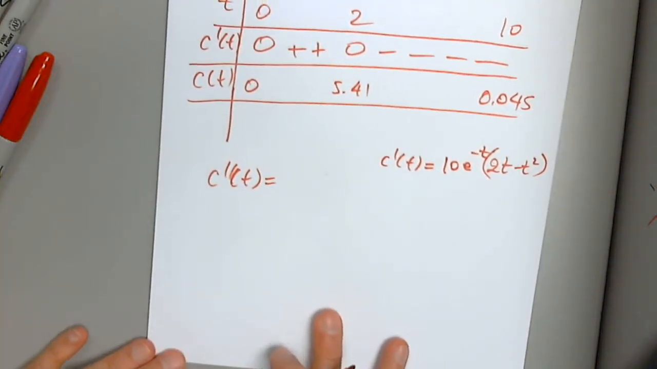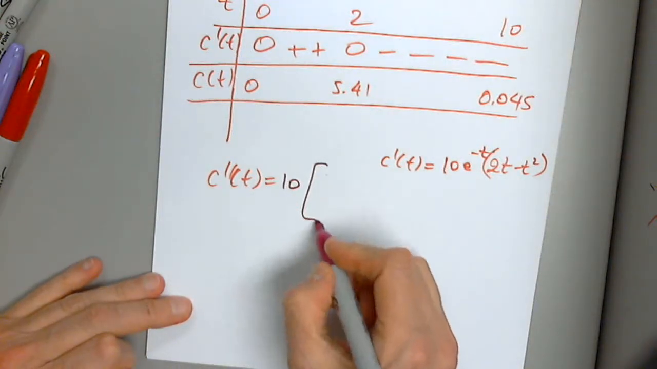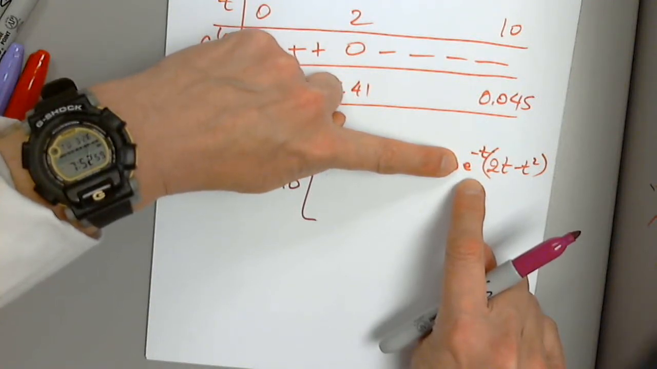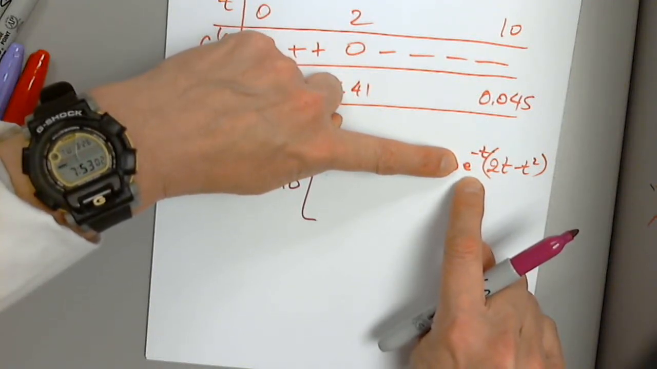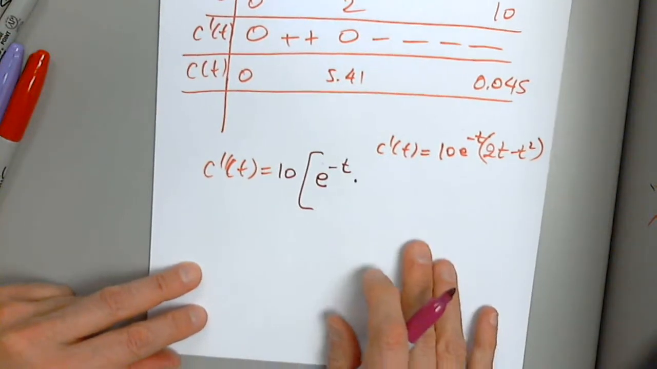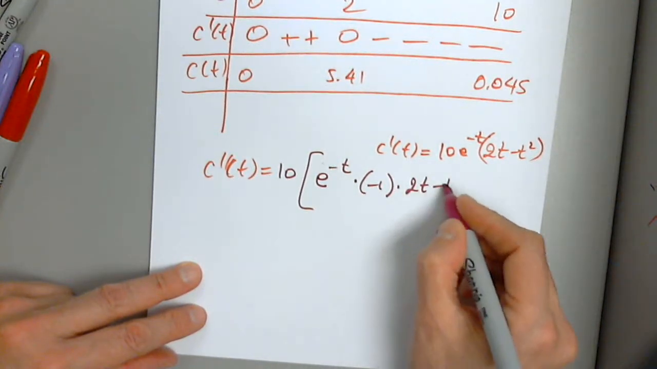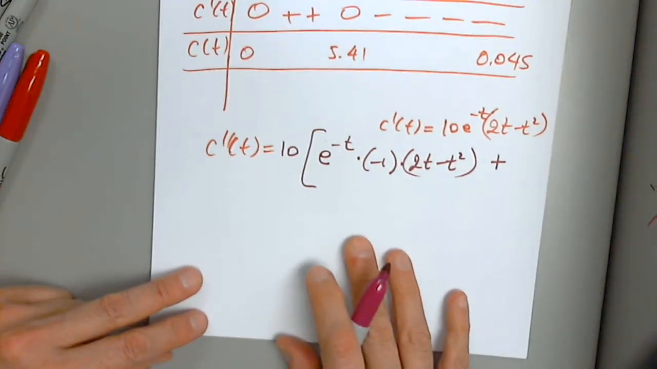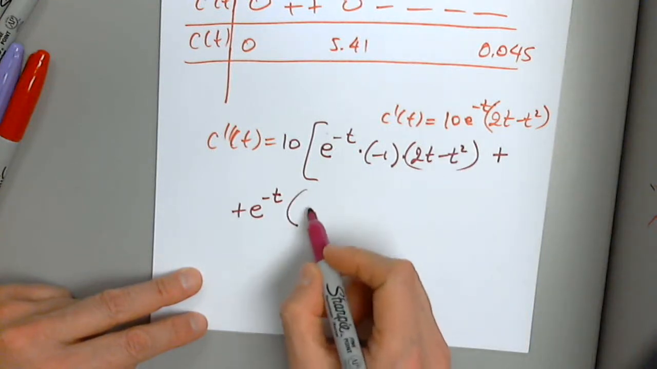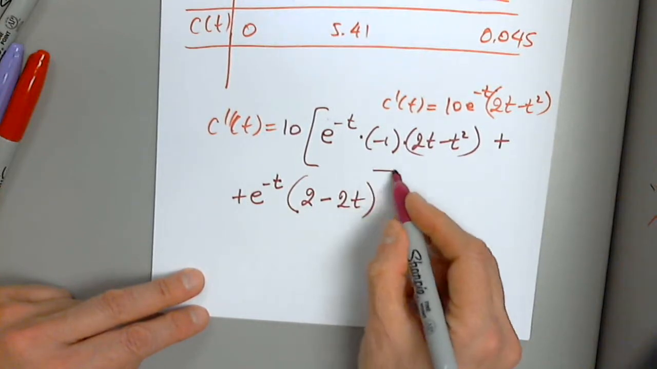Can anyone help with the second derivative? 10 stays outside. I differentiate the first function, and I get e to negative t times the inner function prime, which is negative 1, times the second function, plus e to negative t times 2, minus 2t. Very good, awesome.